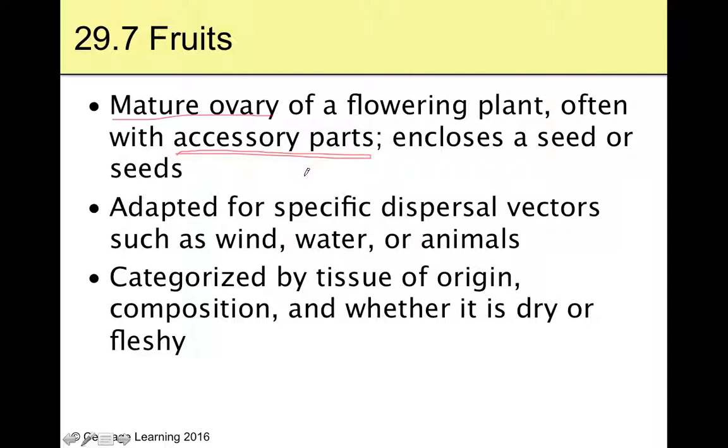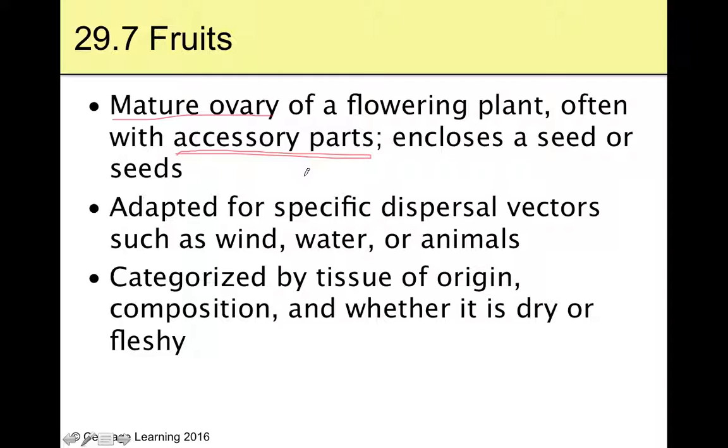Some, like a pit in a cherry, will just have one seed. A peach or a cherry will have one seed inside a pit. And others, of course, like a watermelon, can have hundreds and hundreds of seeds. So these guys are adapted for some specific dispersal vectors. Just because it's a fruit does not mean it's something you want to buy at the grocery store and eat. It just means it's a mature plant ovary.